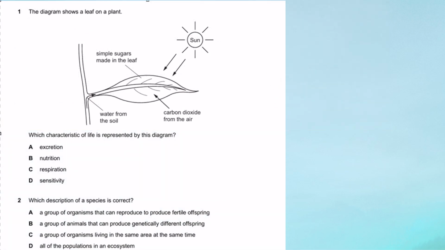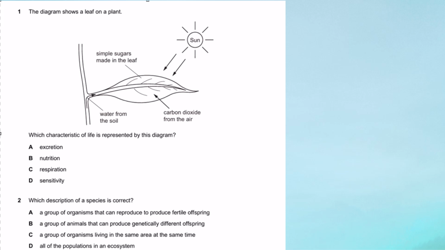Okay, here are the first questions. And if you want to try to solve them yourself, just pause here and think which ones you think are the answers for question 1 and question 2. All right? Okay, let's look at it.